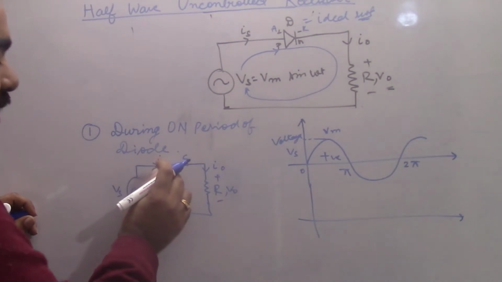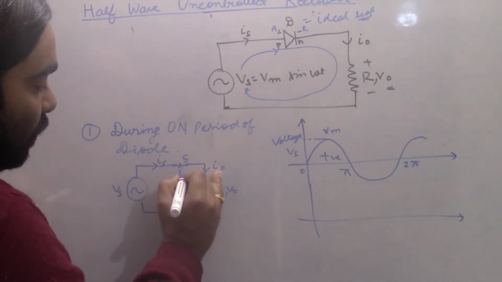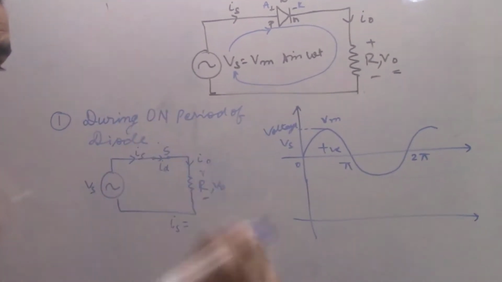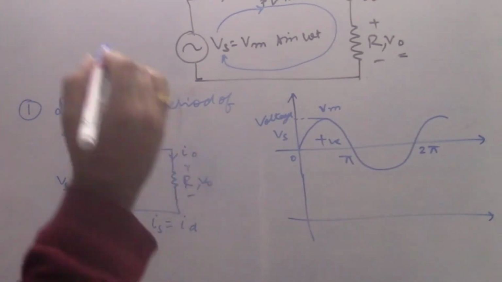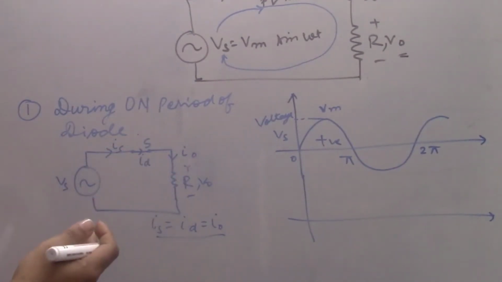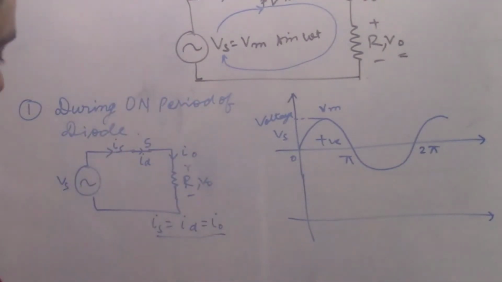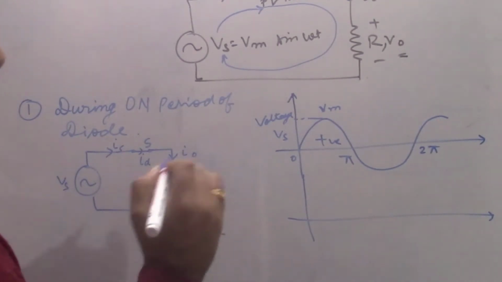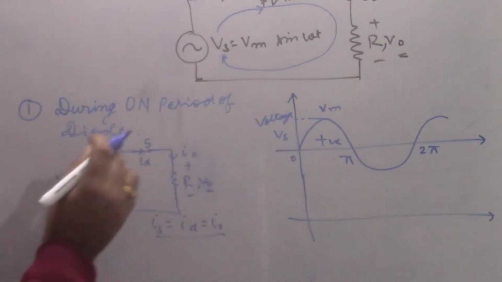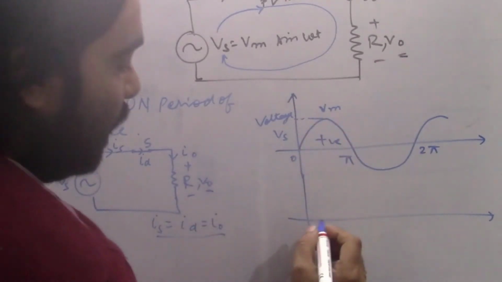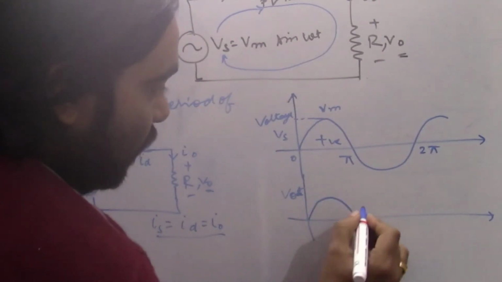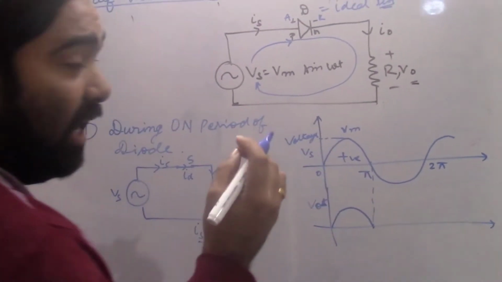Okay, this means we will get the current, and ID current is flowing in this diode. At this point, Is, the input supply current, is equal to ID, which is equal to I naught. The same current will flow because these are all in series and the circuit is complete, meaning the current is equal. And what about the output voltage? Because of the resistive load, the output voltage will be the same as the input voltage for 0 to pi, while the diode is on.